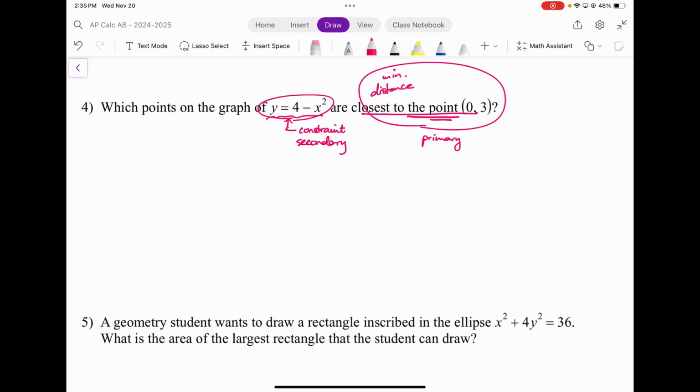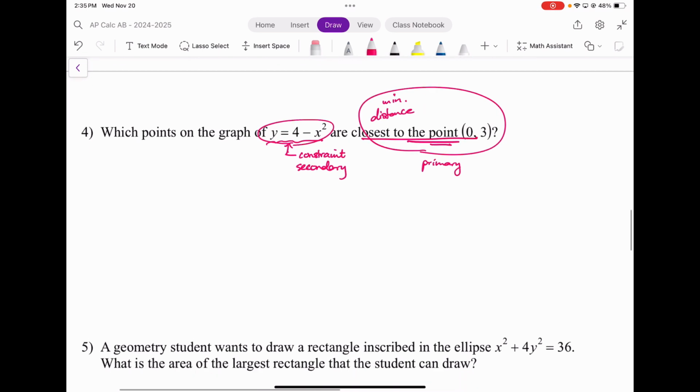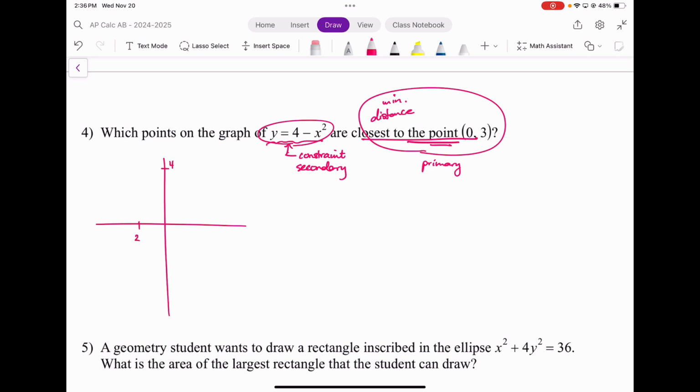And if you remember what we did in class for this one, first of all, you should draw a picture of this. Absolutely. So let's draw a picture. Draw the parabola, right? So here's 4, and then I think at 2, this should be negative 2. So we get a parabola like this. And we're trying to find the closest point to 0, 3, which maybe isn't that close. Maybe it's somewhere like here. 0, 3.